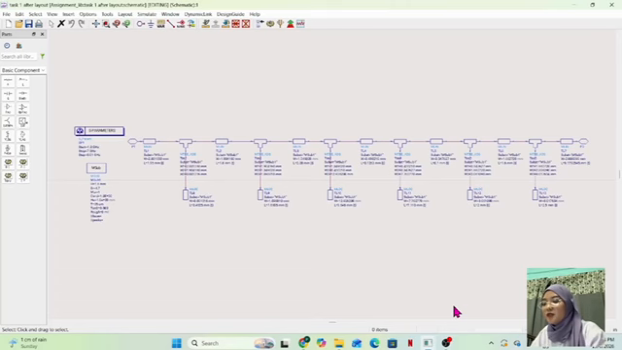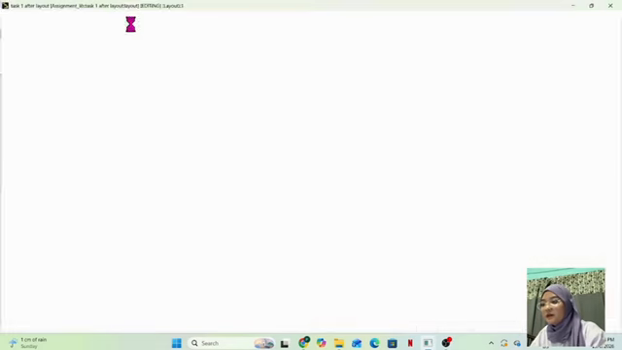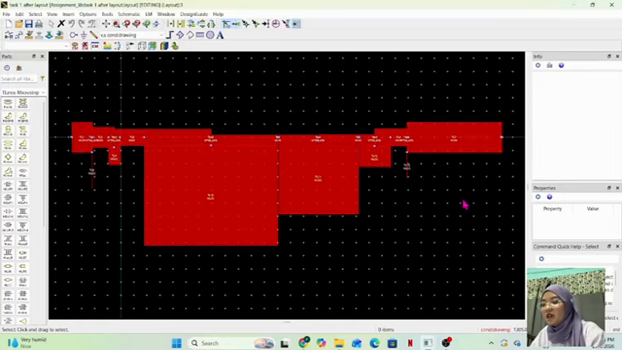So this is my distributed low pass filter circuit. And this is my layout. There's n equal to 6. So this is 9, 10, 11, 12, and 13.